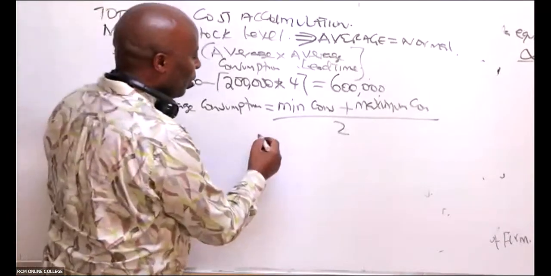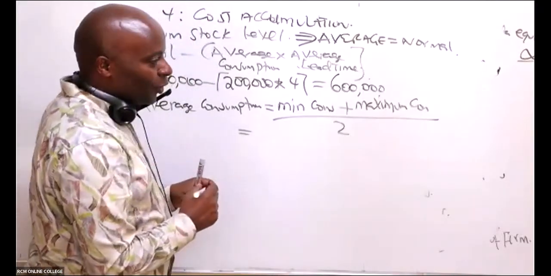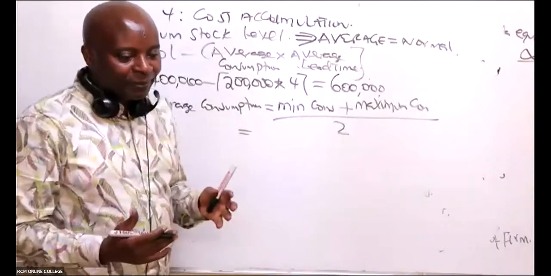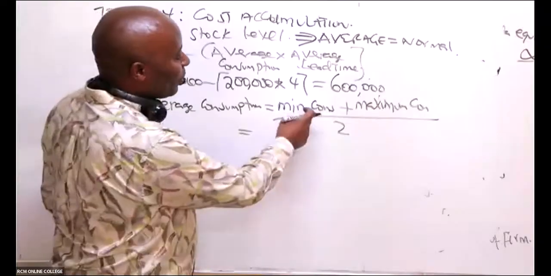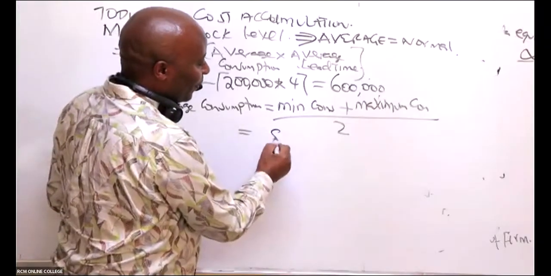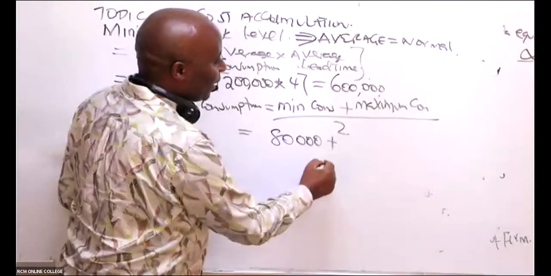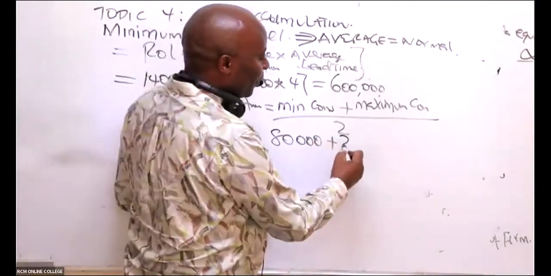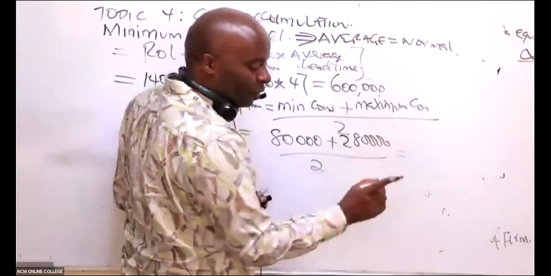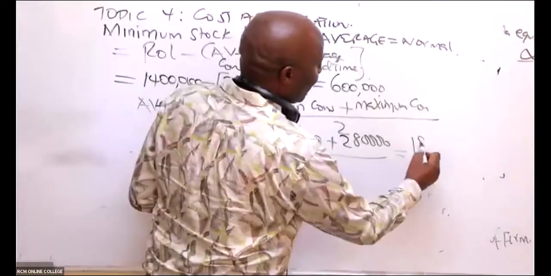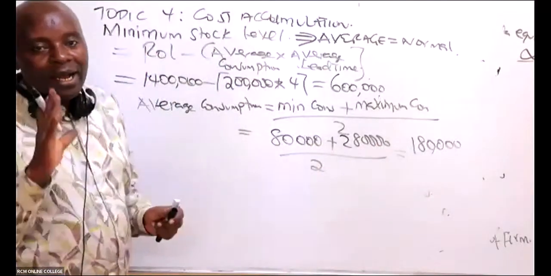What is the problem? You have all the time in MA. MA is not like financial reporting. In financial reporting, you are time squeezed. So minimum consumption is 80,000, plus maximum consumption, which is 280,000. You divide by 2, which will end up giving us 180,000 here. You can see they're giving us different answers, but both of them are allowed.